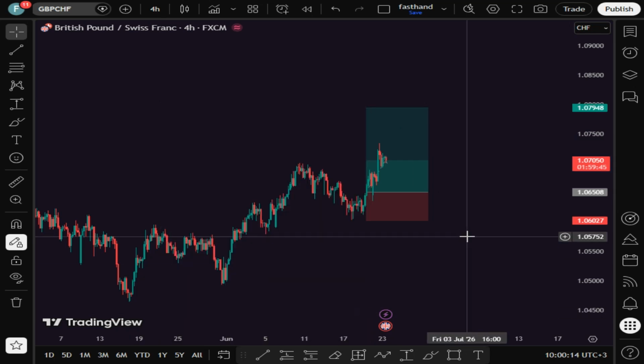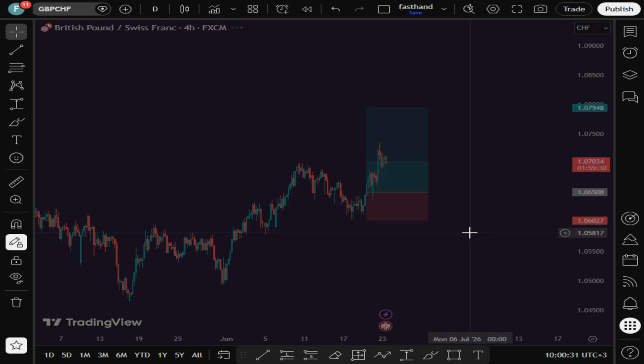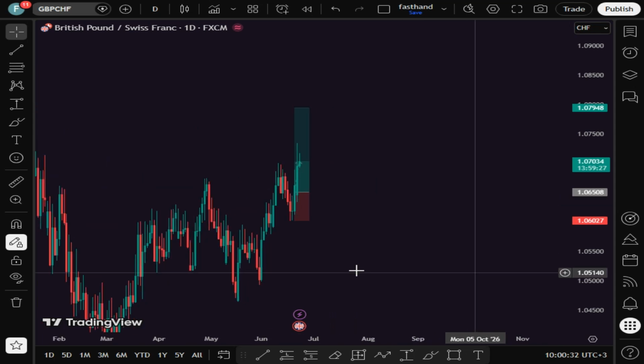Now I want you to learn how I took this trade and what I was looking for. Right now I'm just on the H4. First things first, you need to identify the market direction before talking about market structures. Now you can go to the daily time frame, the higher time frame.